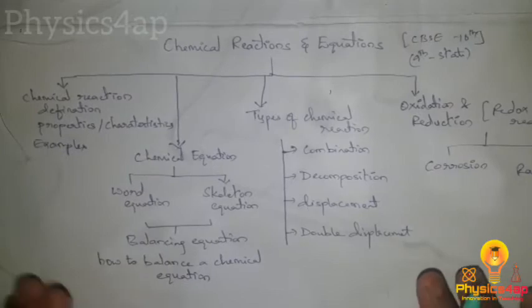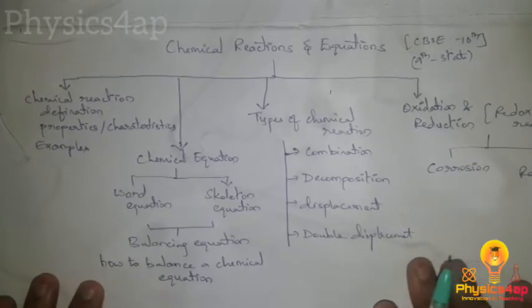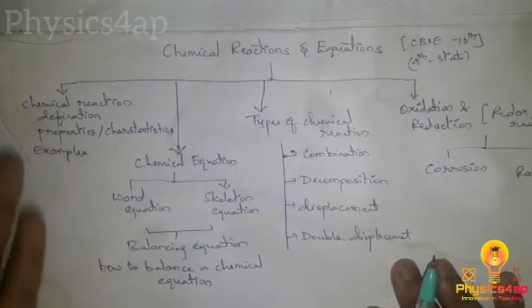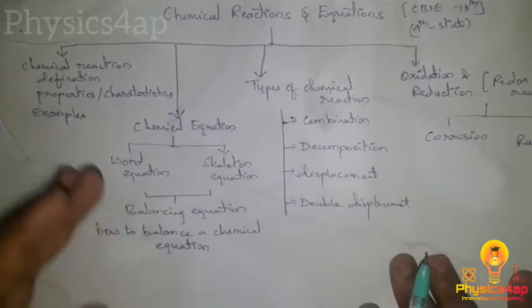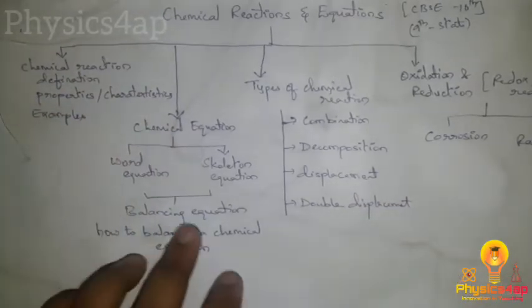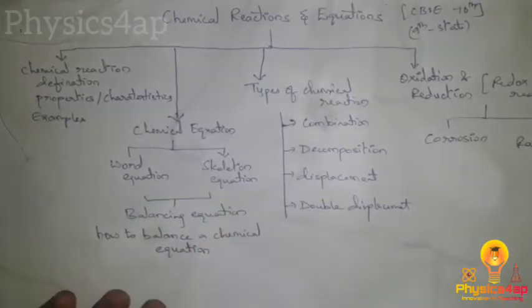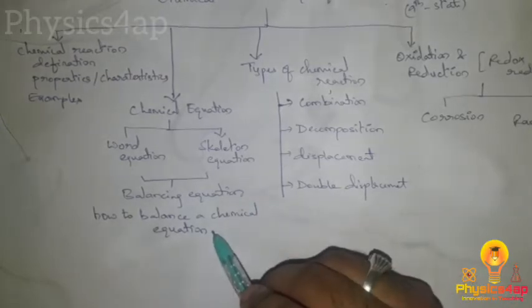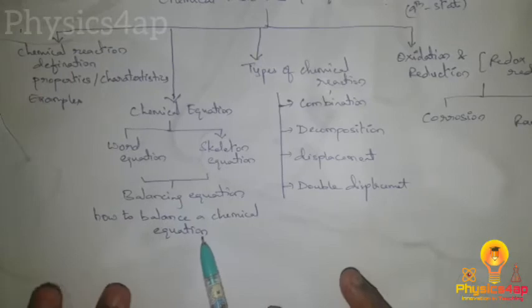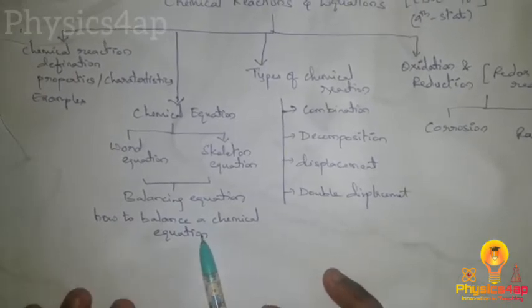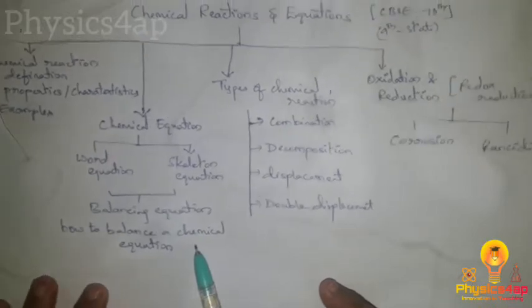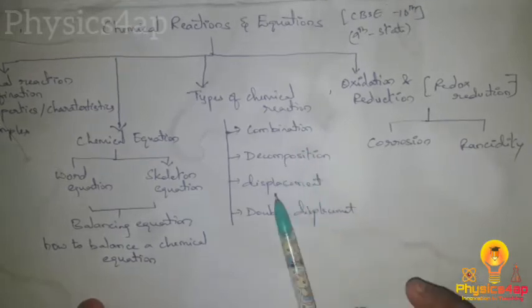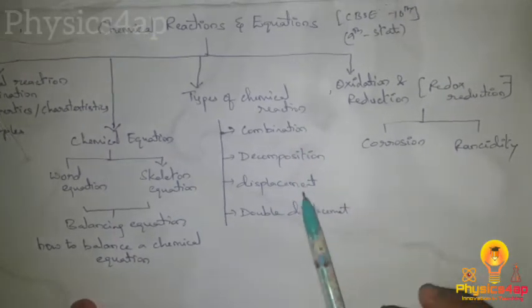Now let us discuss chemical reactions and their equations. We will discuss the definition, the properties and characteristics of chemical reactions, and some examples. We will discuss the chemical equation: the word equation, the skeleton equation, the balanced chemical equation, and how to balance a chemical equation. Most students face problems balancing chemical equations, so we have an easy method for it. We will also discuss the four types of chemical reaction: combination, decomposition, displacement, and double displacement, along with their examples.